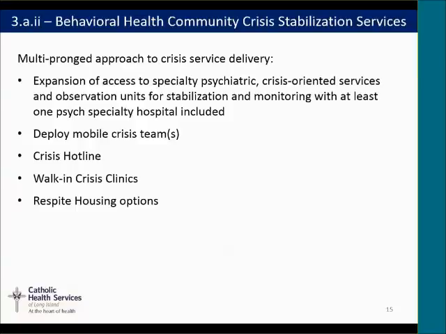And the PPS has come up with a six-pronged approach. So there will be a psychiatric crisis-oriented unit developed within our PPS. There are a few different locations that we're looking at for that right now. An expansion of observation units for behavioral health. And I would say that all of the remaining four items, mobile crisis teams, crisis hotline, walk-in crisis clinics, and respite housing options, they all exist right now. But the idea here is to really scale them up, increase access to them, increase coordination between them, and increase awareness among community-based organizations and other healthcare providers about their existence and how to access them.